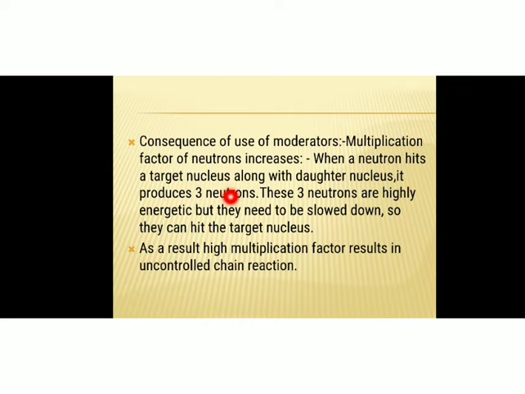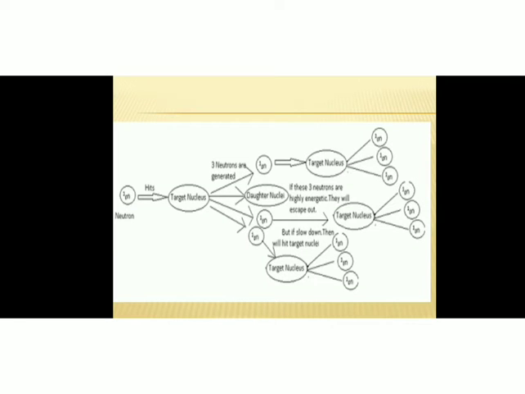When a neutron hits a target nucleus, along with the daughter nuclei, it produces three neutrons. These three neutrons are highly energetic, but they need to be slowed down so they can hit the target nucleus. As a result, a high multiplication factor results in an uncontrolled chain reaction. So this is the same pictorial representation; we had already discussed this.